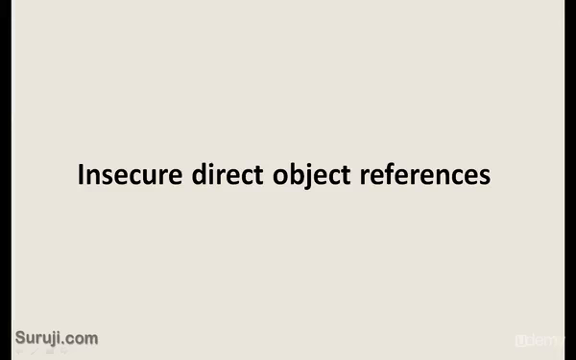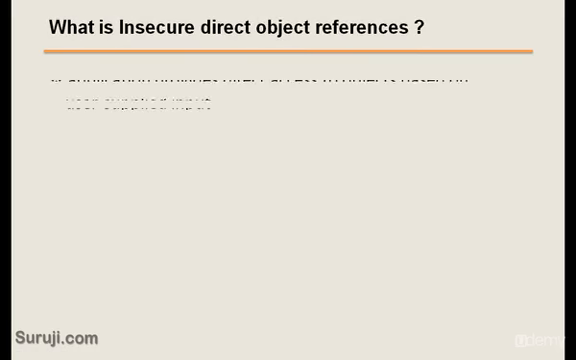Insecure direct object references hold the fourth position in the OWASP Top 10. Let's start with what insecure direct object references are.